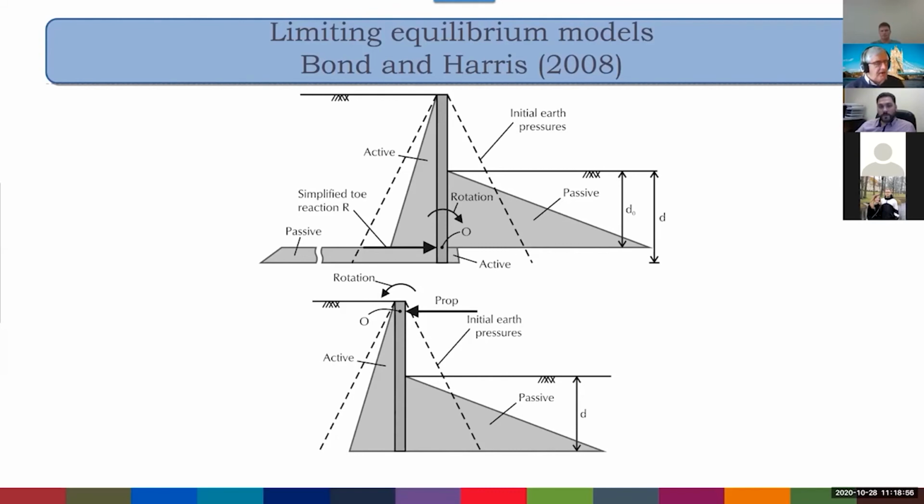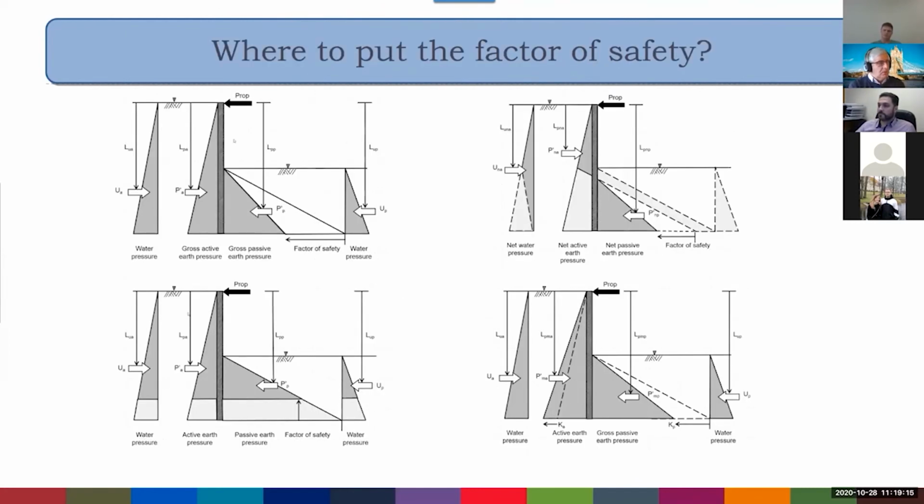The top one is called the fixed earth method. The bottom diagram is called the free earth method, where we have rotation about the prop and we have no constraints of the pile of the retaining wall going into the ground. Based on those assumptions, you can then do your stability calculations. What we need to do is make sure that the wall does not rotate about that point O. The question is, where do we put the factor of safety?